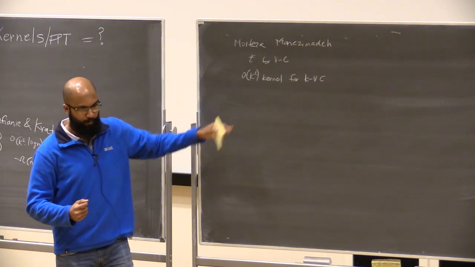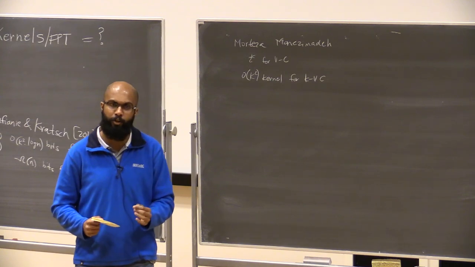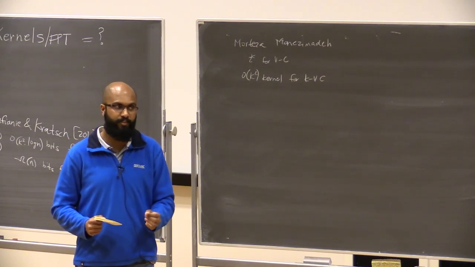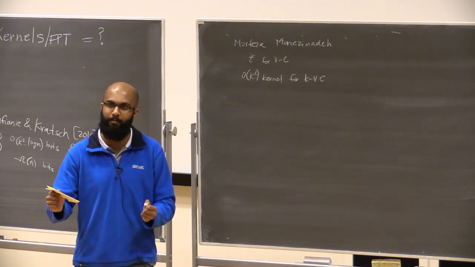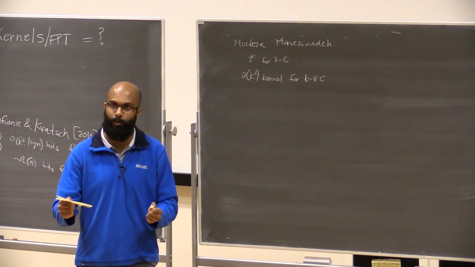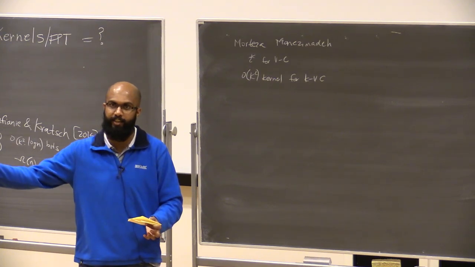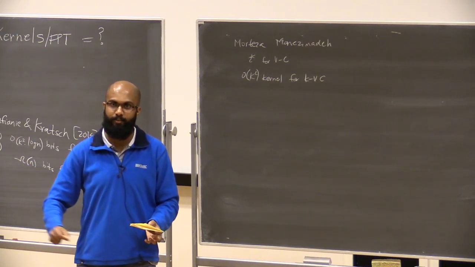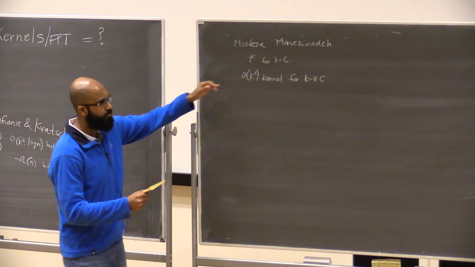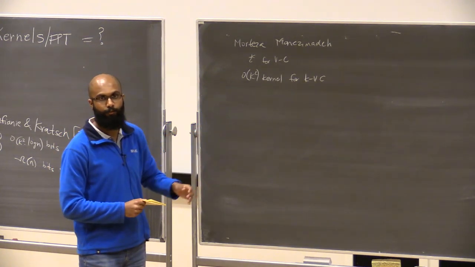But you can see that this won't work in streaming. Because what you might see is a lot of vertices of degree k minus 1, and you have to remember the degrees of these vertices because they might potentially get degree k later on, right? So this kernel might not really work for streaming.